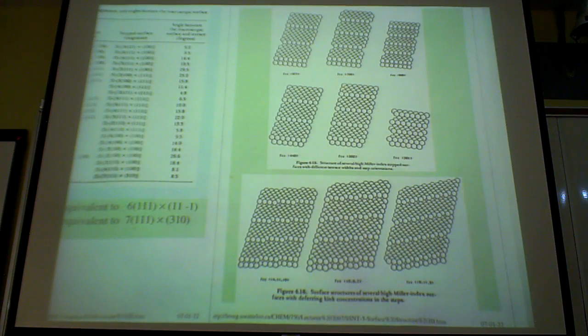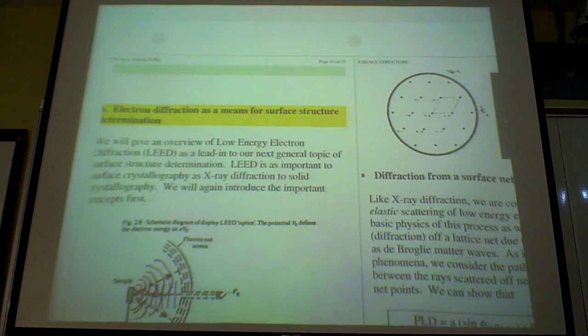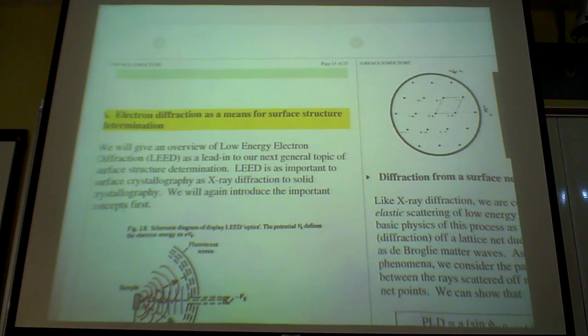Now, what I want to do is to talk a little bit about how we measure this, how we actually know the crystal structure of the surface that we're looking at. So I'll talk a little bit about diffraction. Once again, diffraction is a key thing that we use. In particular, instead of X-ray diffraction, you can look at electron diffraction.